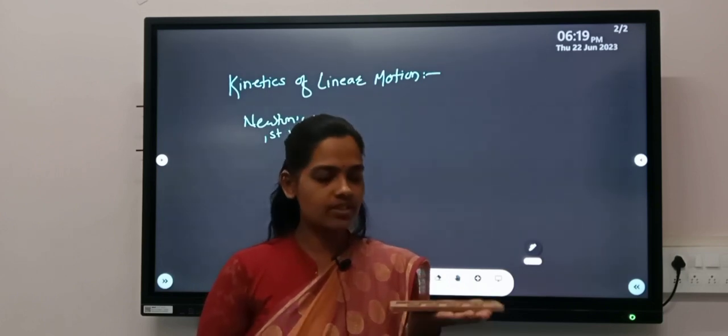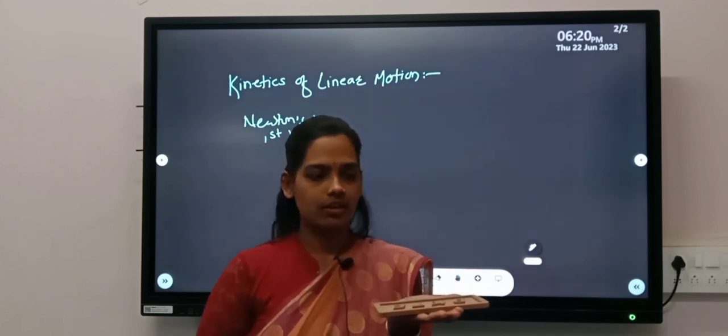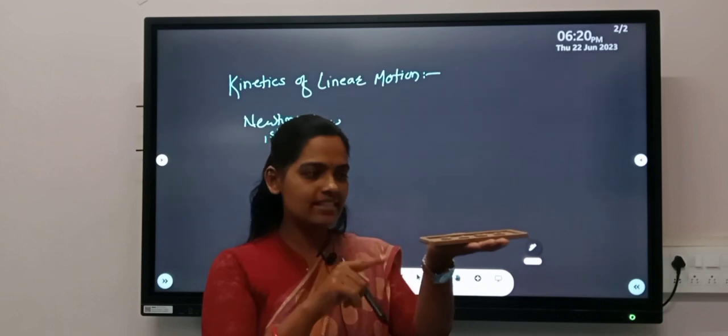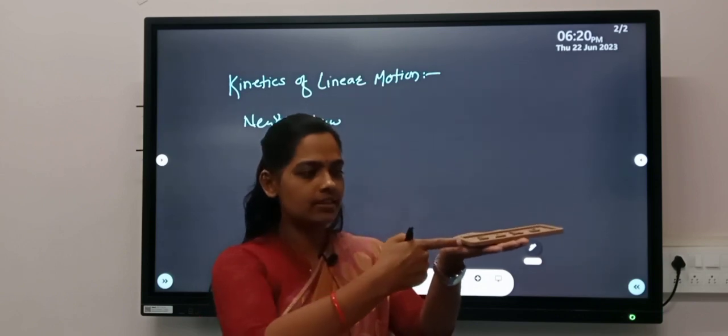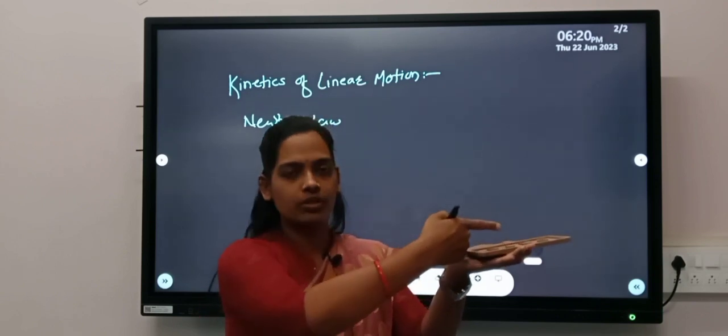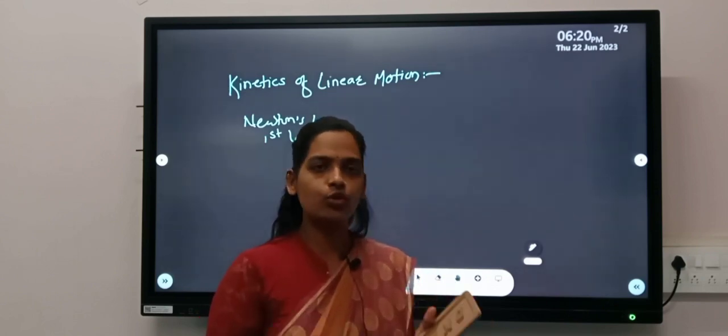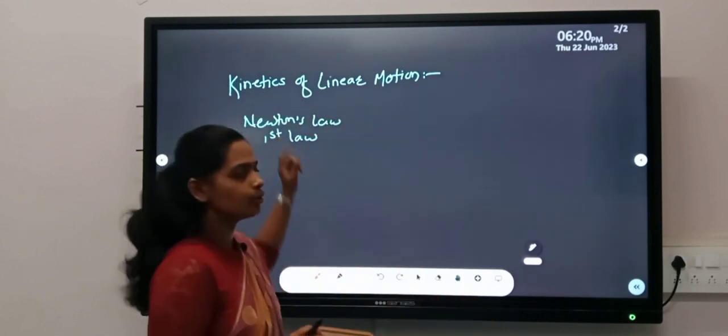applied on it. Suppose this is a plate in my hand, okay? It will be in position of rest unless and until I apply force like this. Suppose I apply force, it will be in motion. Suppose I am moving a vehicle, unless and until I apply the brakes, it won't stop. That's why it is related to Newton's first law.